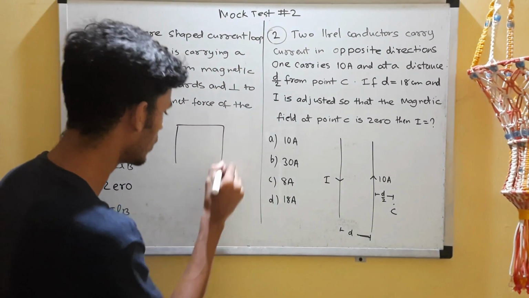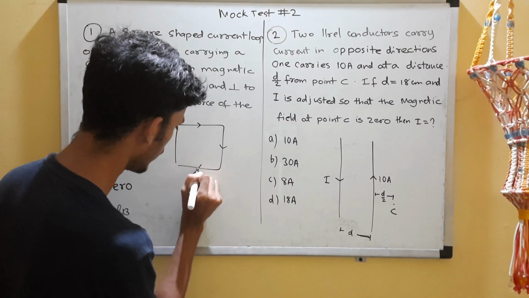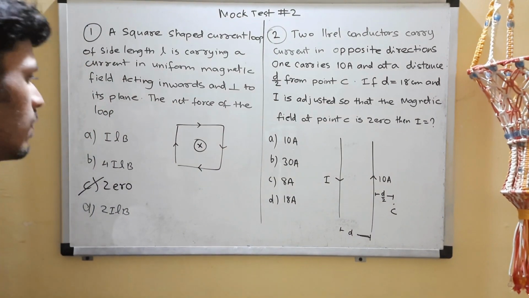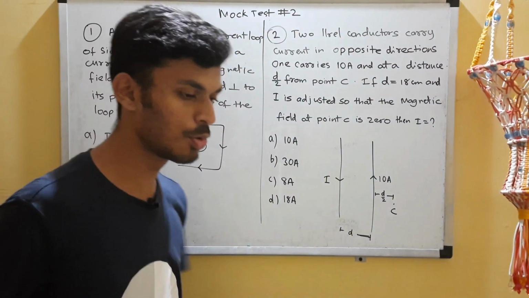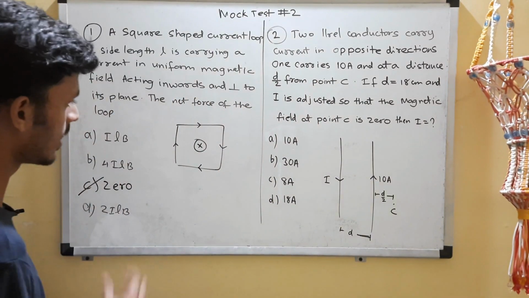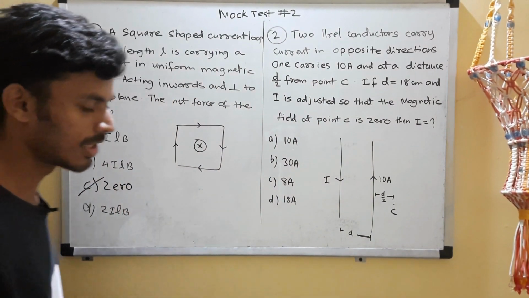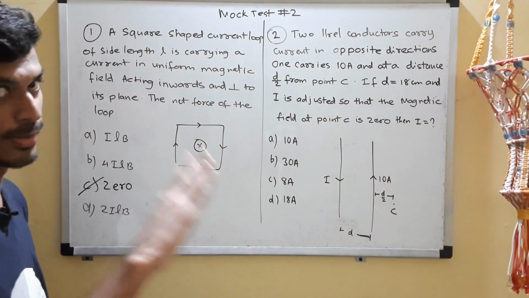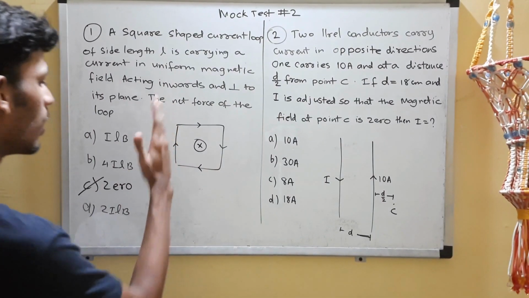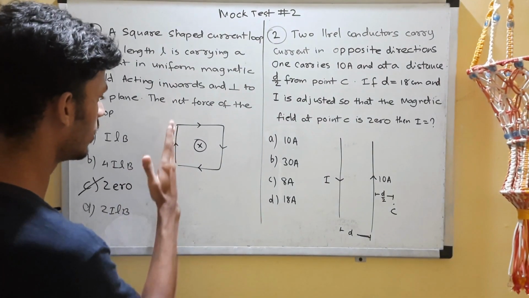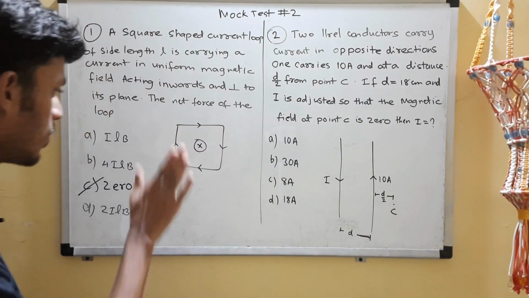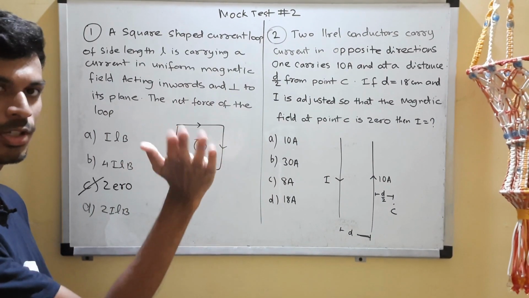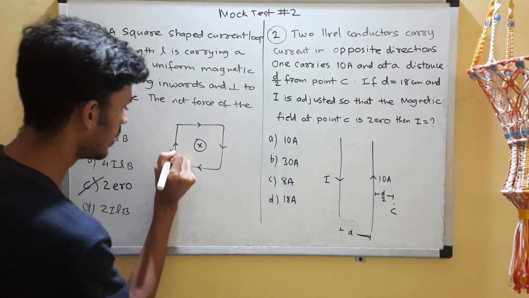Here we have the square loop, carrying a current I. The magnetic field in this question is in the inward direction, and we'll calculate the force on the opposite two sides of this square loop. First on this side: force is given as IL cross B. L is along the direction of the current, the length vector, and B is inward. So L is upward and B is inward, so L cross B, the force is in this direction.